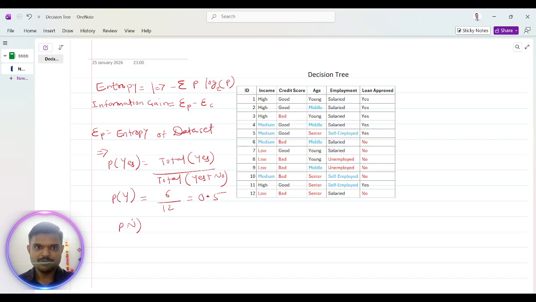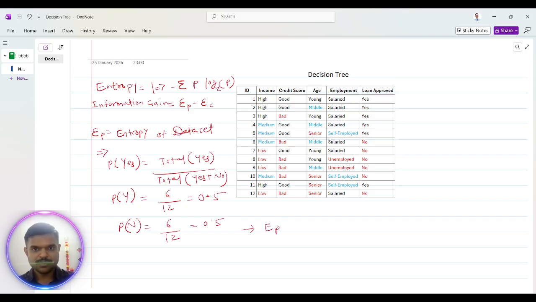Similarly, probability of no is 6 divided by 12, because 6 no's are present: 1, 2, 3, 4, 5, and 6. And total yes plus no are 12. So it is 0.5.